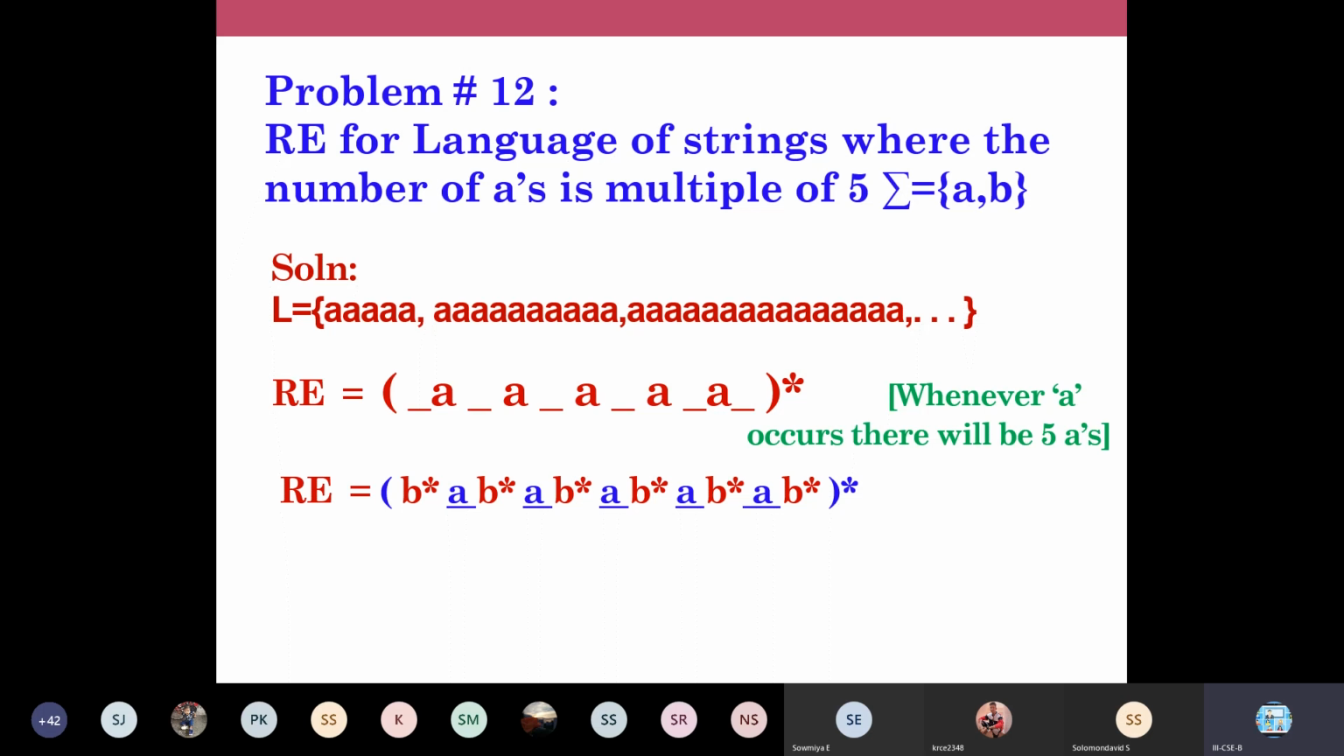Remember, in the previous problem we did zeros as a multiple of 2. Now we have A's as a multiple of 5. So the hint is, inside the bracket you write the number of A's as a multiple of 5. 5 A's you write inside the bracket. On either end of the A's, you write any number of B's. If you are able to follow, just try out the answers. Even if it is wrong, no problem. You guess the answer and give it in the chat box. Try to give some answers for this problem 12.